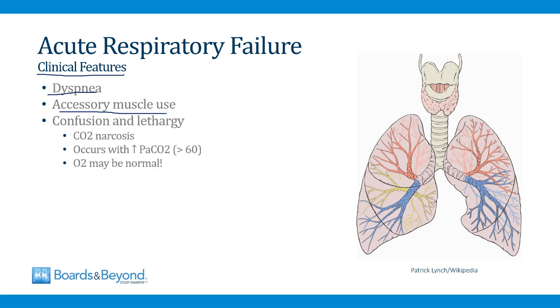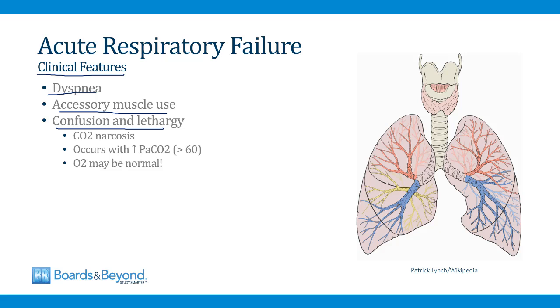Accessory muscle use means using muscles other than just the diaphragm to breathe, so patients with acute respiratory failure can be using their neck muscles and their abdominal muscles to try and ventilate the lungs more vigorously. And then finally, people with acute respiratory failure often develop confusion and lethargy. This is a point that we'll come back to a couple of times in this video because it's very important.